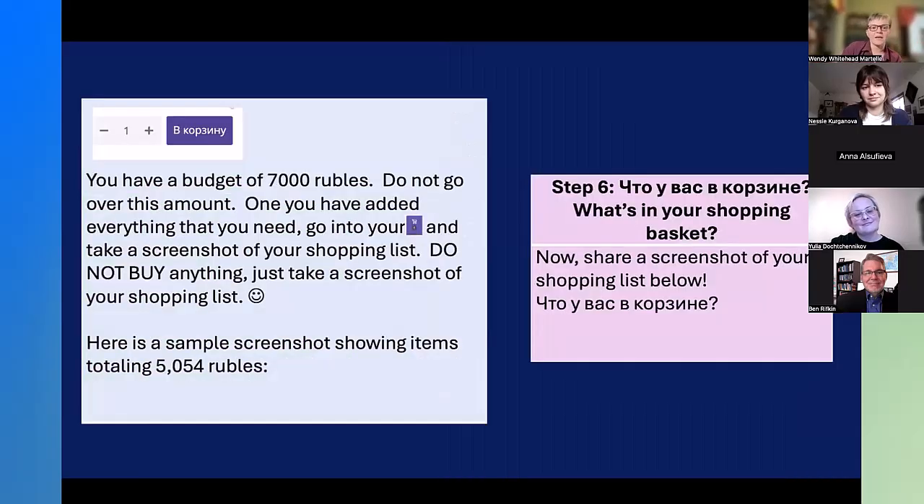So they had a budget. And once they added everything in their shopping basket, they took a screenshot and then uploaded it, and that was their task.